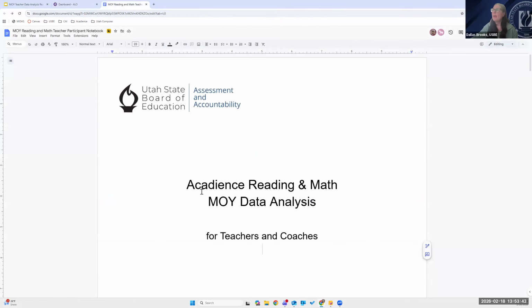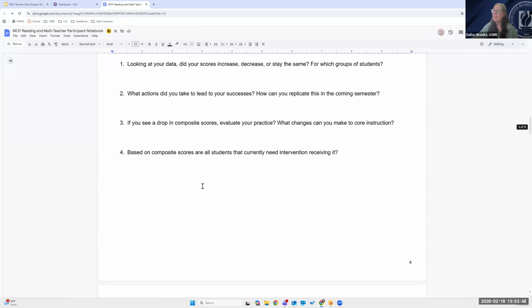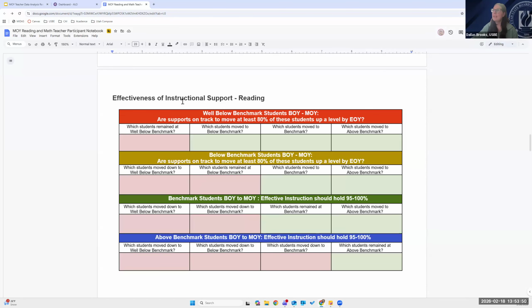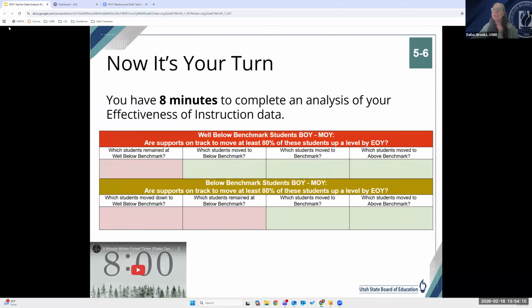So we're going to give you about 8 minutes to fill out your participant notebook, looking at that effectiveness report. So we are on page 5 for reading or page 6 for math. So you can look at either one. If you have enough time, you are welcome to fill that in for both. I'm going to go ahead and start that timer for the 8 minutes. Again, Jared and I are here if you have any questions or need any help as you're looking at this data.